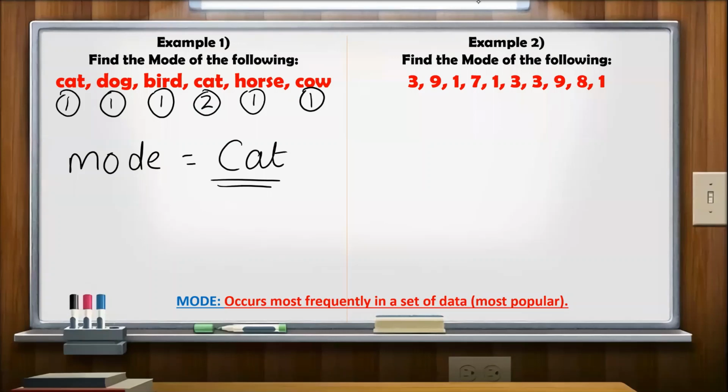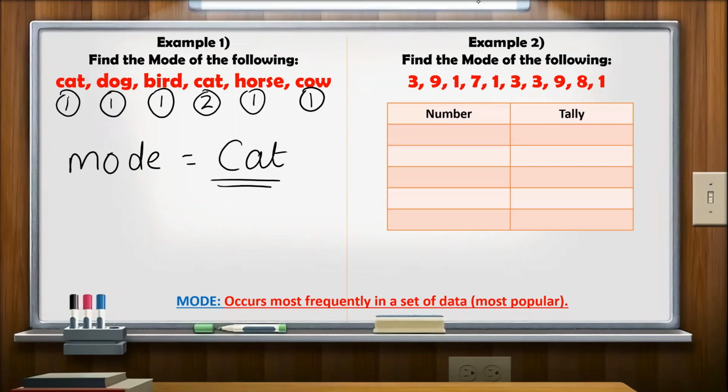Moving on to example 2. You can see in this example, our set of data have numerical values. Now you can either follow the same method as I have shown in example 1, but you've got to be careful when you're dealing with numbers, as it is a lot easier to make a mistake. So what I do to avoid this is create a tally chart. Once I have created my tally chart, I'm going to fill it in using the numbers in my data set. So let me show you how.